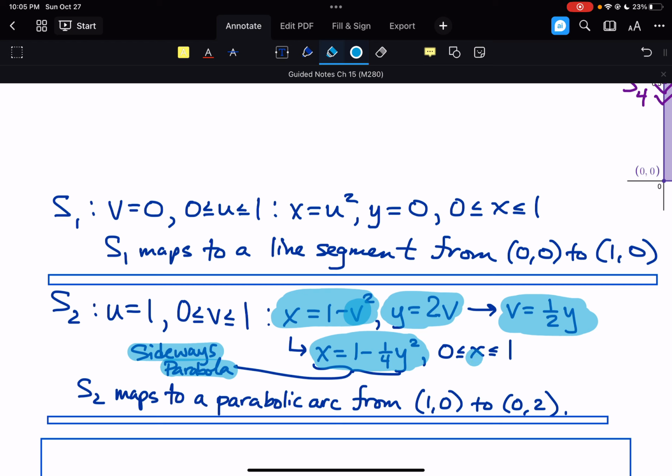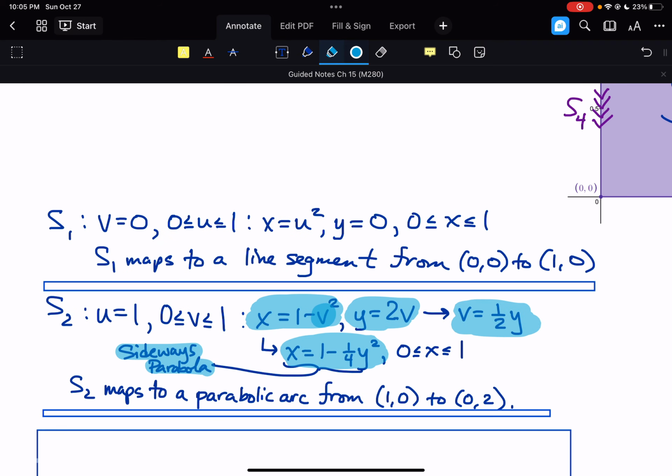So when x is 0, that's actually at this point. So technically x is going from 1 to 0, but it all will work out the same way. So we go from (1, 0) to (0, 2). So right when x is 1, y gives us the 0, and then we get (0, 2) as well. All right.